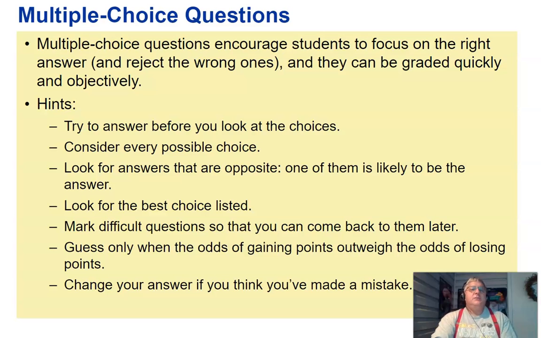Multiple choice questions. Multiple choice questions encourage students to focus on the right answer and reject the wrong ones, and they can be graded quickly and objectively. The hints for answering multiple choice questions: try to answer before you look at the choices. Consider every possible choice. Look for answers that are opposite. One of them is likely to be the answer. Look at the best choice listed. Mark difficult questions so that you can come back to them later. Guess only when the odds of gaining points outweigh the odds of losing points. Change your answer if you think you made a mistake.